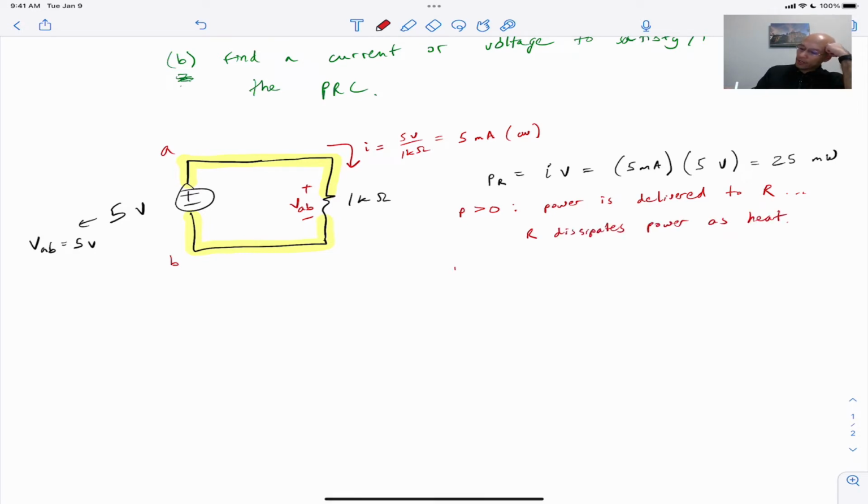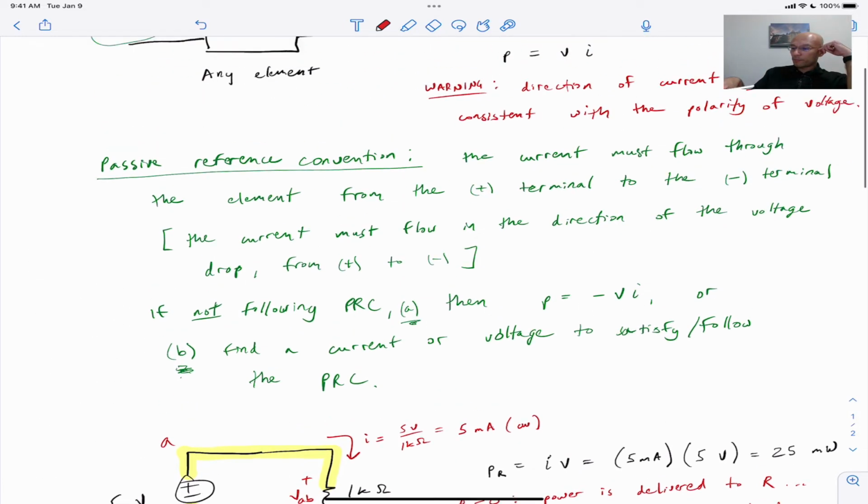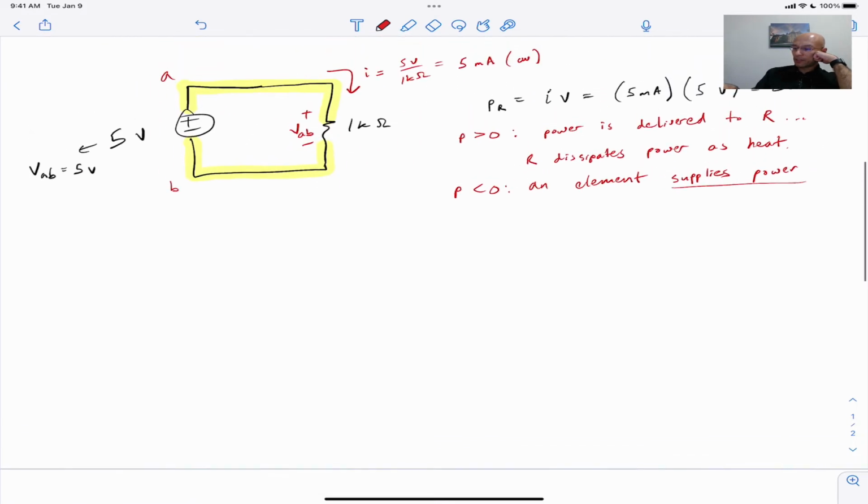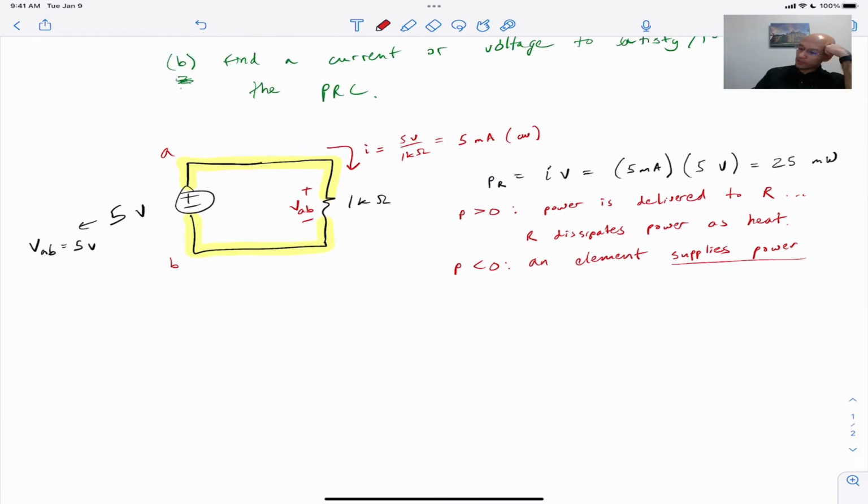On the other hand, if power is less than 0, an element supplies power. That's because if you look back at this, we're calculating power delivered to any circuit element. That's to say, power is the rate of energy poured into the element, but if that rate is negative, then that element actually supplies power. So the resistor receives 25 milliwatts of power.